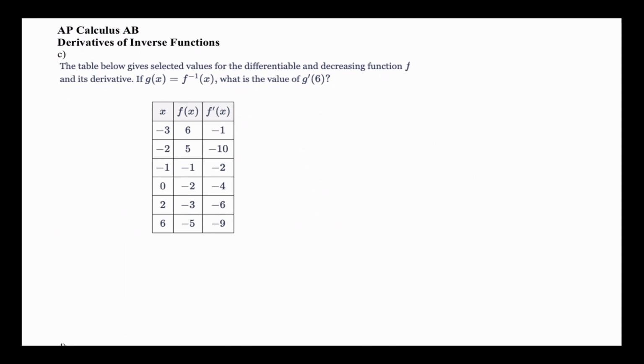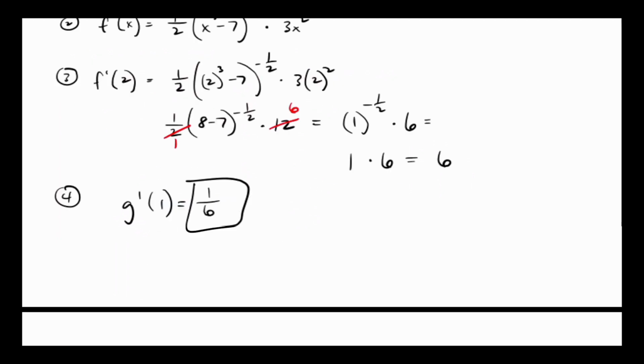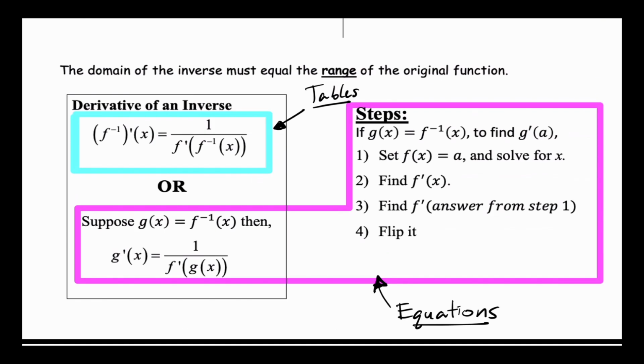Okay, so now they're giving us a table. So let's go back to our steps. We're going to use the top guy. Let me write it on the board so we don't have to keep flipping. It says, if you're trying to find this, you're going to use this fraction: 1 over f prime of f inverse.